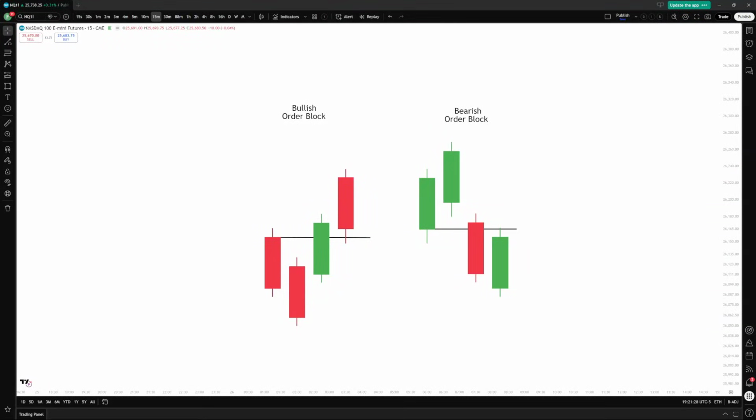I'm going to show you how to use order blocks to find good setups, and those repeat every day, all the time, and on any time frame. What we're looking at are both a bullish order block and a bearish order block. They're kind of like a mirror of each other.